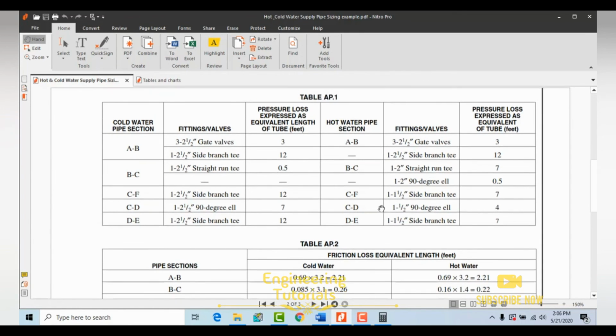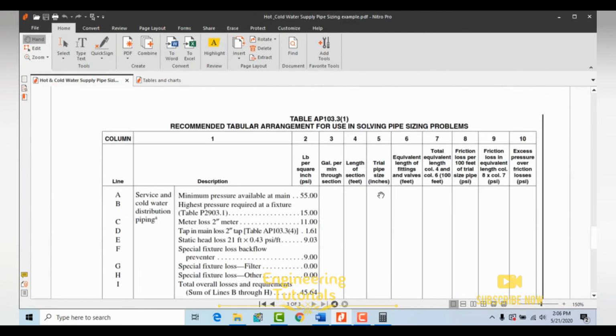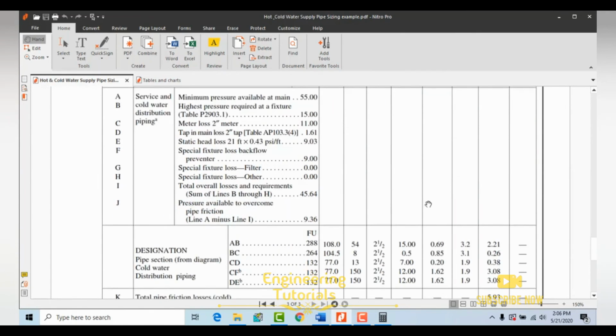In the same way that I have calculated the friction loss for the fittings and the valves for the cold water, you can do it for the hot water pipe sizing, and you can write it over here. I don't want to make the video much longer, that's why I will skip this part. If you have any query, you can ask me in the comment section below. So let's move back over here.